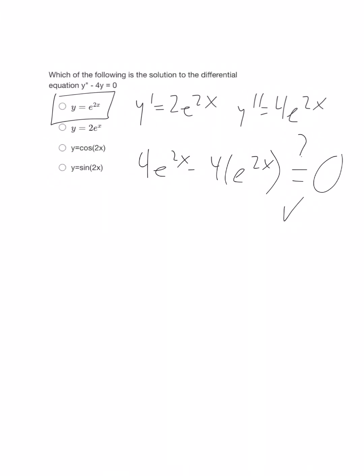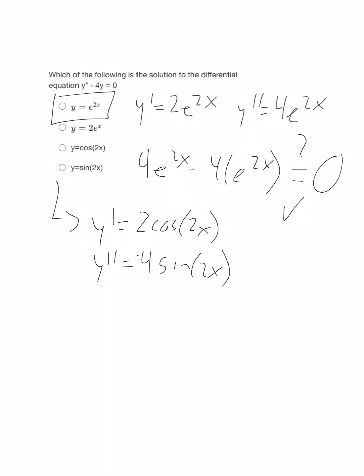Let's jump down and do the sine one here, just for a little extra practice. So again, first I need y prime. Chain rule again is going to say that this is 2 cosine now of 2x. And then the derivative of that, chain rule is going to bring a 4 out now because it's 2 times 2. And then the derivative of cosine is negative sine. So it's negative 4 sine of 2x. If I plug that in, I've got y double prime, which is negative 4 sine of 2x.